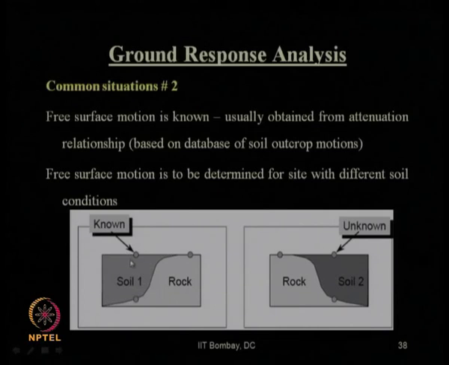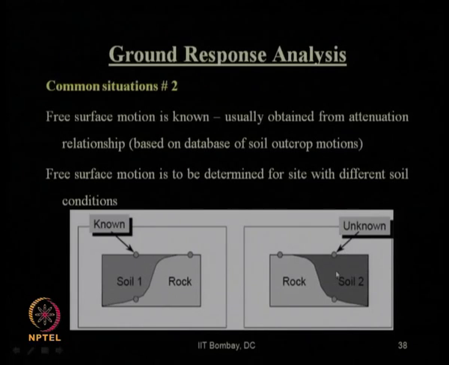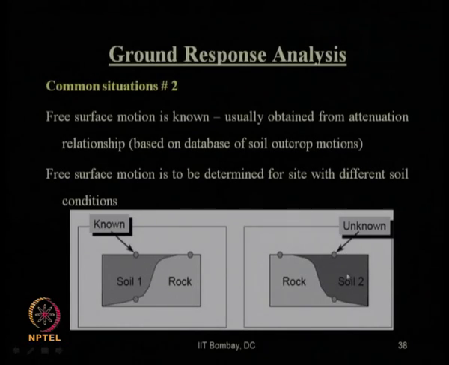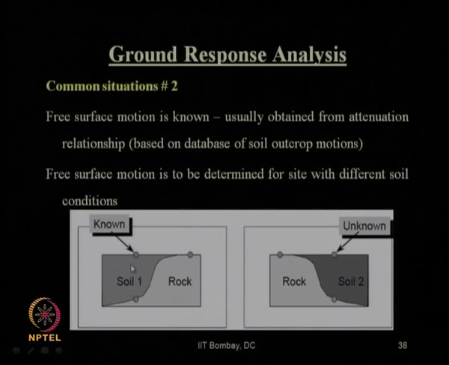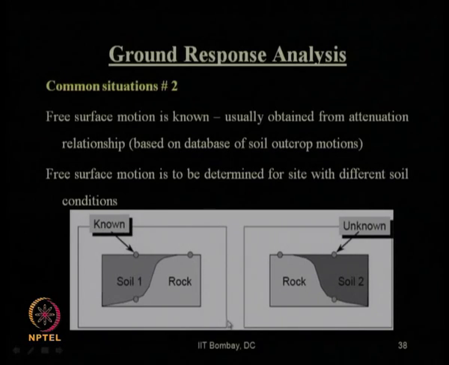Suppose you have the data set available within India, let us say at a soil site in Delhi it is known, then close to Delhi, say in Gurgaon, at another site you want to find out the ground response value or the free surface motion value. Then you need to go through this ground response analysis. That is the advantage of doing ground response analysis, to get the ground motion or earthquake motion or seismic motion at different points.